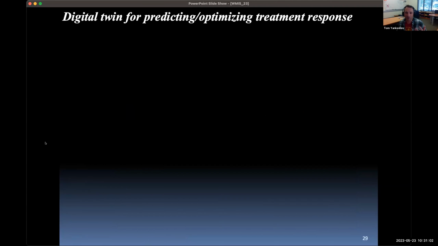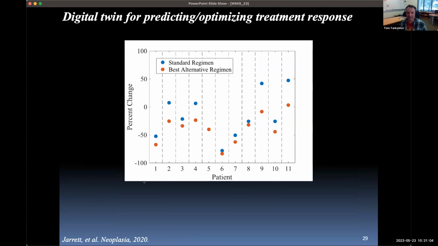So we did a sort of a poor man's version of this. This is 11 triple negative breast cancer patients, just sort of proof of principle. And the blue right here is what the patient actually received. So this was what the patient actually experienced, the percent change in their tumor volume. And then the red one is all simulated using the nonsense I've been telling you about.